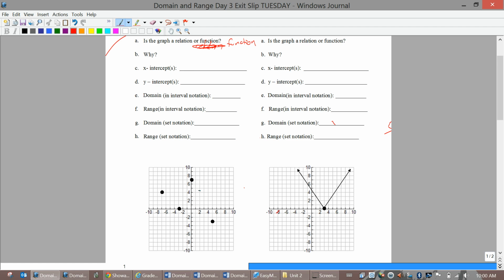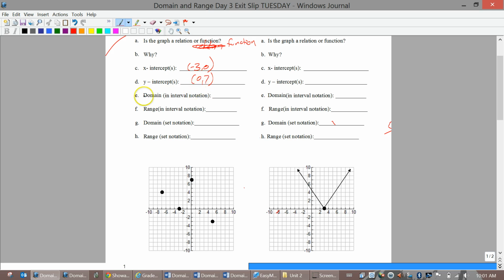Or the graph of, it only hits it once rather than more than once. Okay, so it's a function. X-intercepts, that's where the graph crosses the x-axis, so it's (-3, 0). Y-intercepts, where the graph crosses the y-axis, so it's (0, 7), or where the x-coordinate is 0. You notice how that's the case?